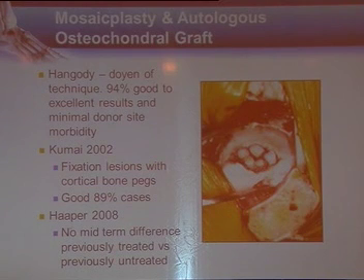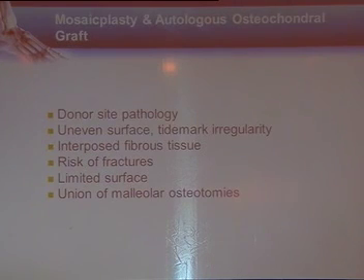Mosaicplasty, you can see here, was popularised by Hangody, and this is taking plugs of measured bone from the lateral aspect of the knee and implanting them into the talar deficit. And again, this has been associated with some decent results. The trouble with it is donor site pathology. It's quite difficult to match up the pathology. There's interposed fibrous tissue. There's a risk of fracturing both at the donor site and at the talus as well. And it only has a limited amount of space that you can use to do this technique.